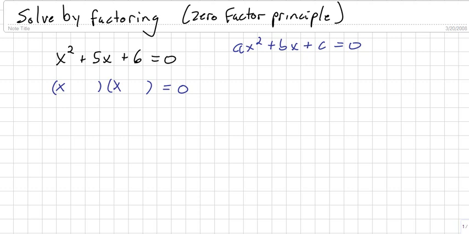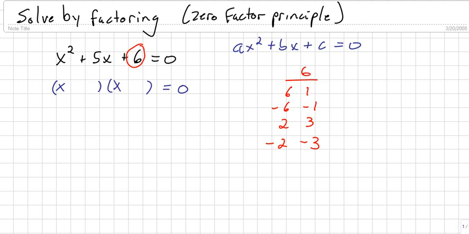Now the trick is I look at my back term, my c value, which in this case is 6. And I want to write down all the possible factors of 6. So I can have 6 times 1, I can have negative 6 times negative 1, I can have 2 times 3, and I can have negative 2 times negative 3. All these values, when I multiply them together, give me the value of 6.